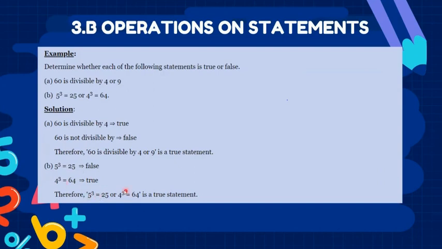So therefore, both of the statements are true statements. Like what I said just now, for "or" conditions, we only need one of them to be true in order for us to make the overall statement a true statement.